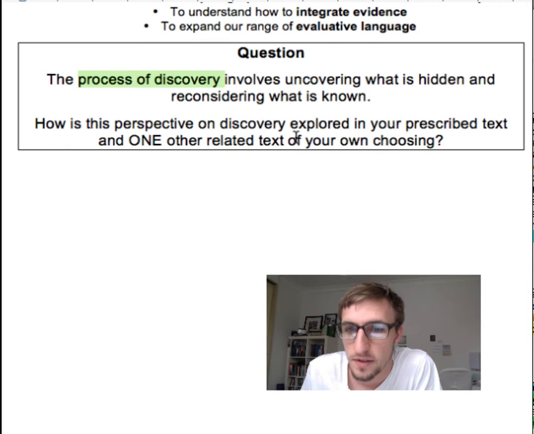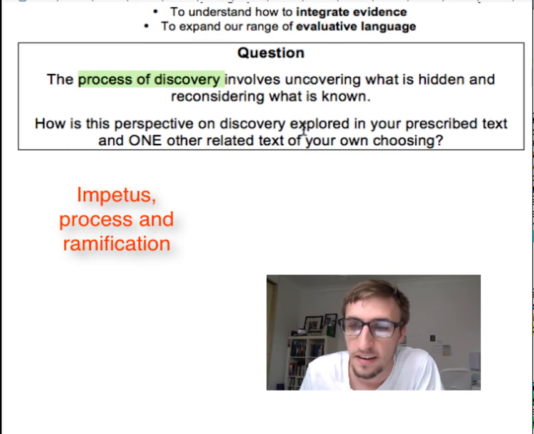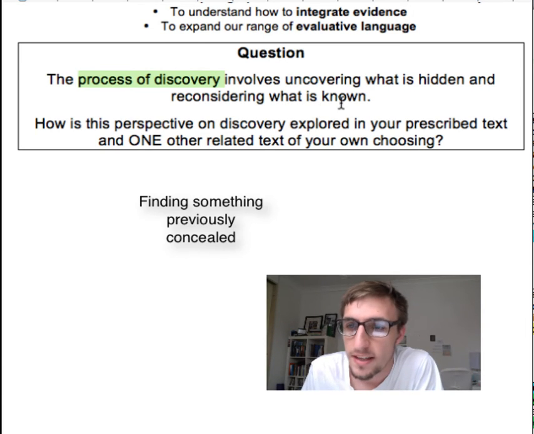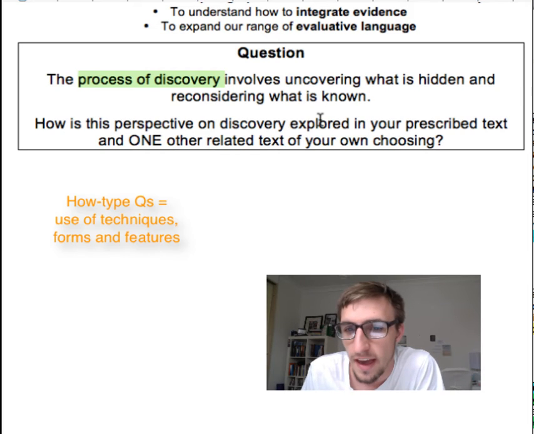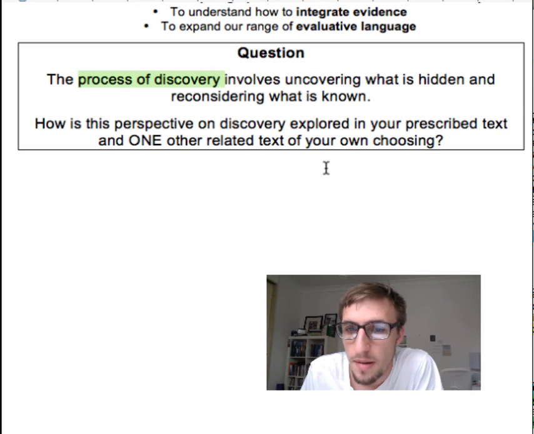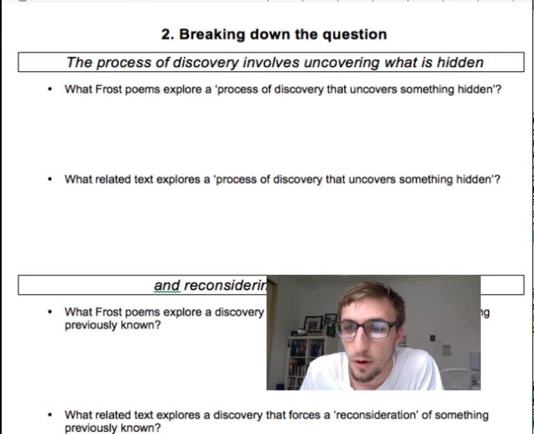The process of discovery, which is our impetus, process, and ramification, involves uncovering what is hidden and reconsidering what is known. How is this perspective on discovery explored in your prescribed text and one other related text? Now you remember, and we've got this in this booklet that I've given you for this essay question, that we broke down the question in class and we focused on the 2 major elements of the question. So the process of discovery, again, our impetus, process, and ramification, involves uncovering what is hidden.